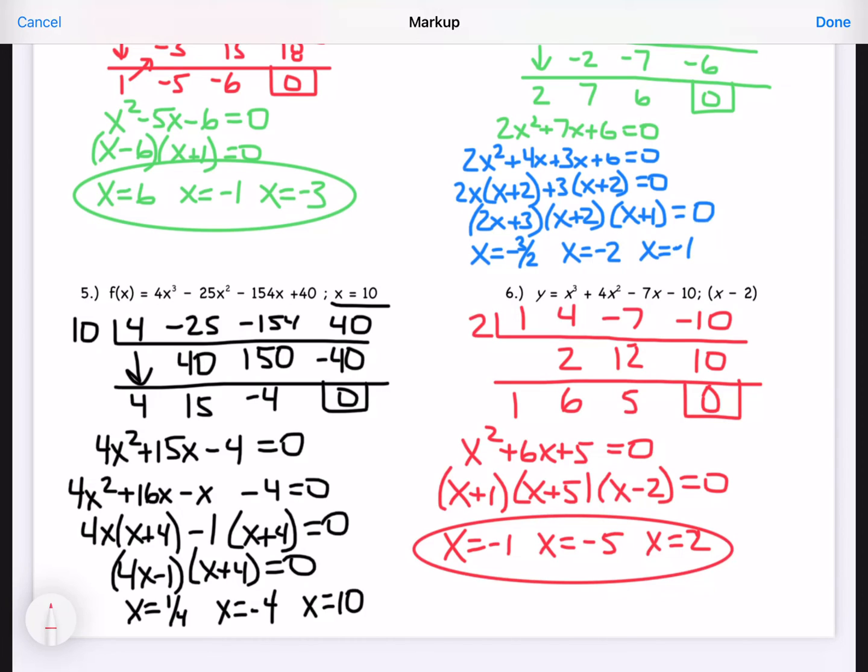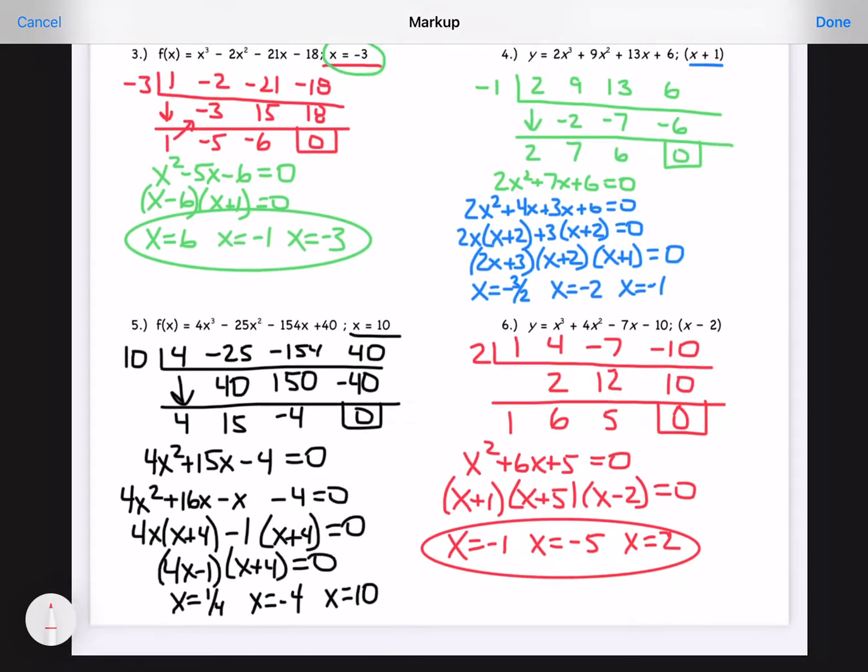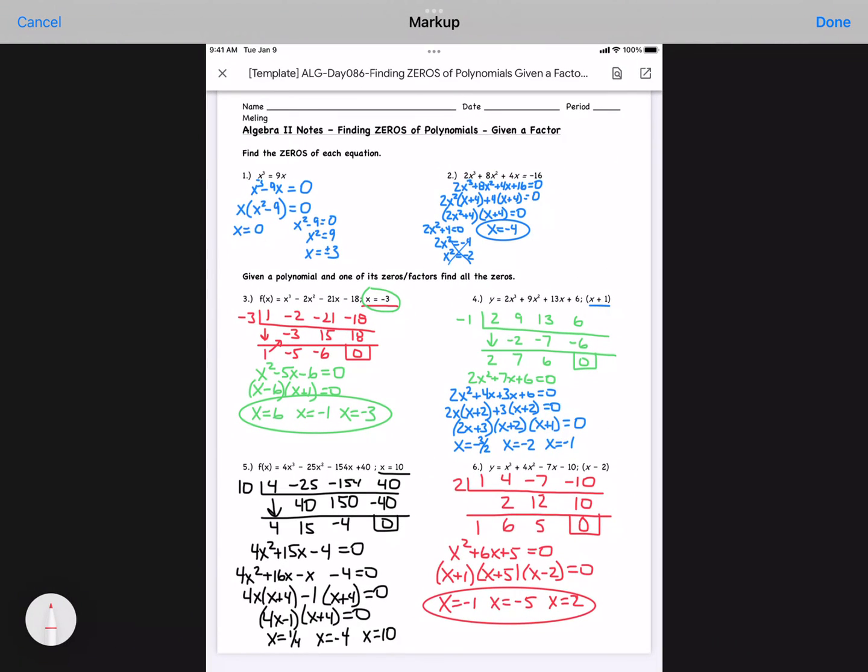And finally, our last one is another one where we're given a factor, so we have to switch the sign. We get x squared plus 6x plus 5. That easily factors out to x plus 1 times x plus 5. And then I bring down the x minus 2, set it all equal to 0, and my solutions for each individual one would be negative 1, negative 5, and 2. And that is our solving or finding zeros of a polynomial given a factor or a zero.